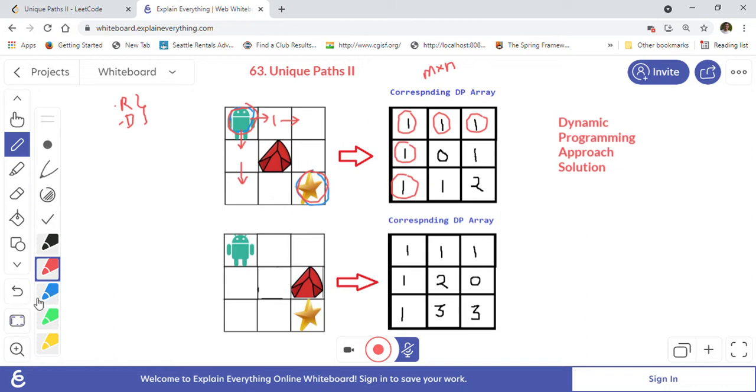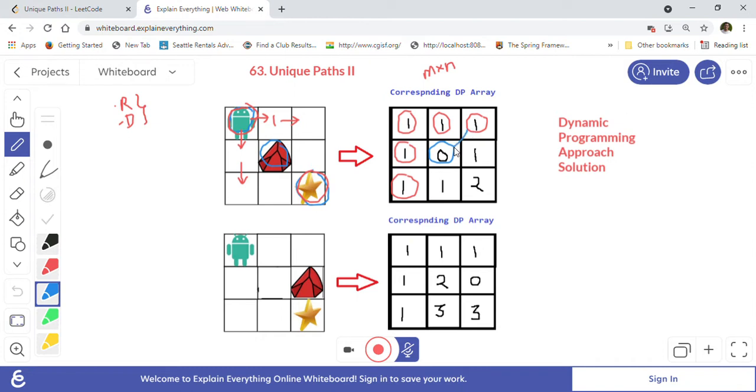Now let me change the color. So this is the obstacle which is given to us, right? Obstacle means we will have zero ways to go there. You cannot go because it's an obstacle. Now what we are going to do is, to find how many ways we can reach any of these remaining cells, you have to find the diagonally connected cells.